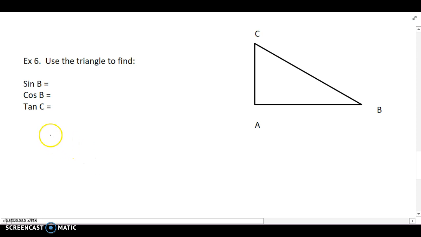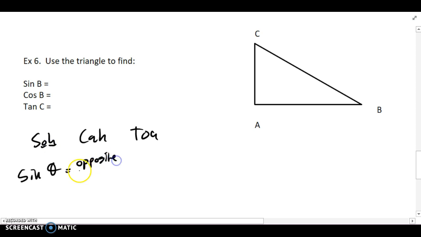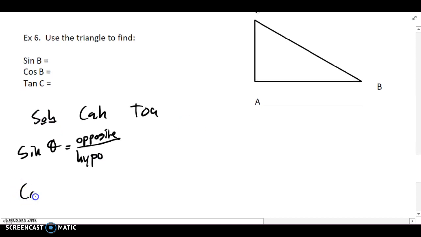Now, I use the acronym SOH CAH TOA, meaning that sine of B or C or whatever, sine of a letter, is equal to O over H, or opposite over hypotenuse. That's what the O and H mean. Cosine of a letter, of any letter, is the adjacent. That's why it's A over the hypotenuse.